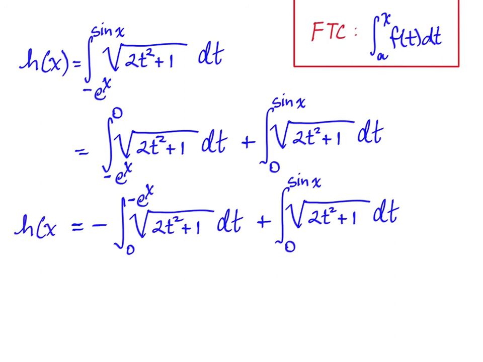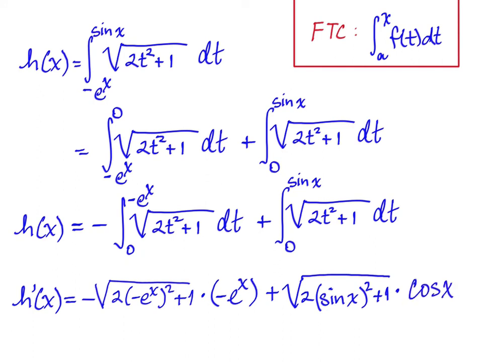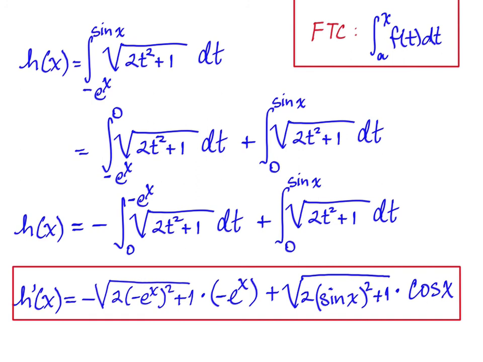So this is our h of x. And so h prime of x is going to be negative square root of 2 times negative e to the x squared plus 1 times the derivative of negative e to the x, which is just negative e to the x, plus the square root of 2 times sine of x squared plus 1 times the derivative of the sine of x, which is cosine of x. And that's our derivative.